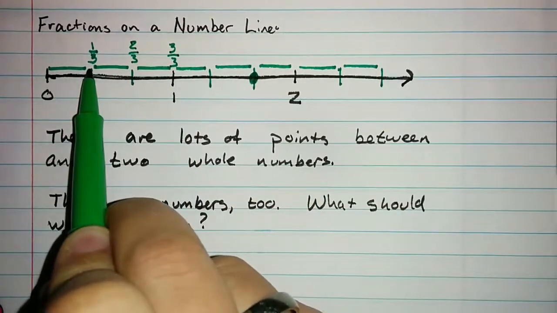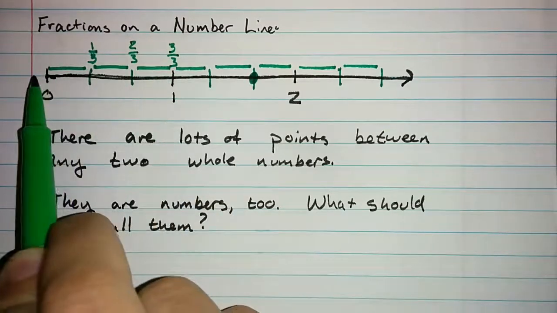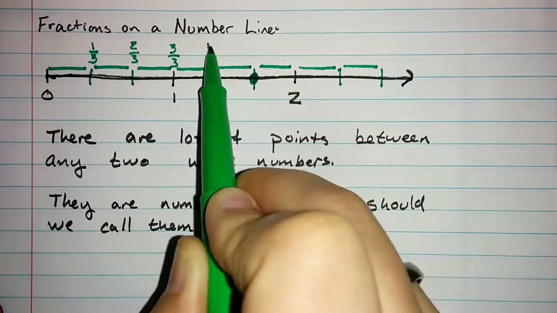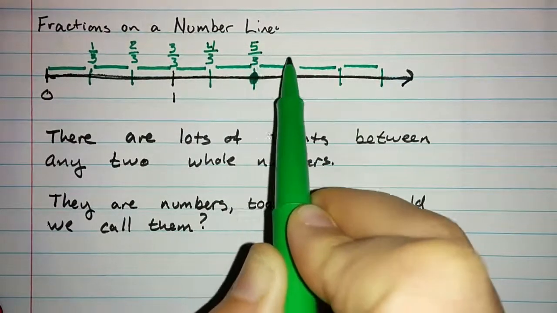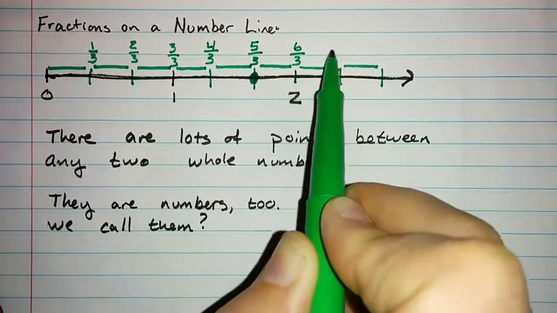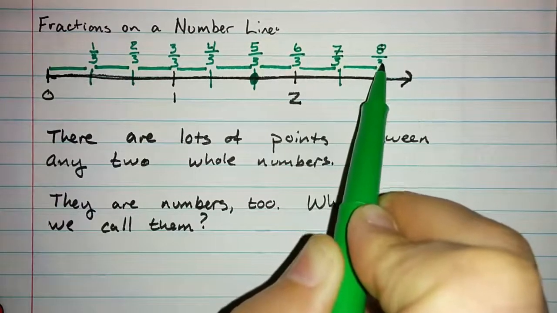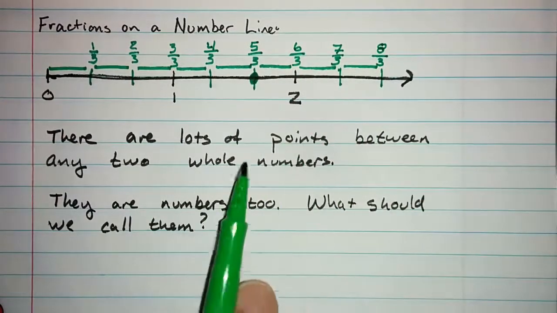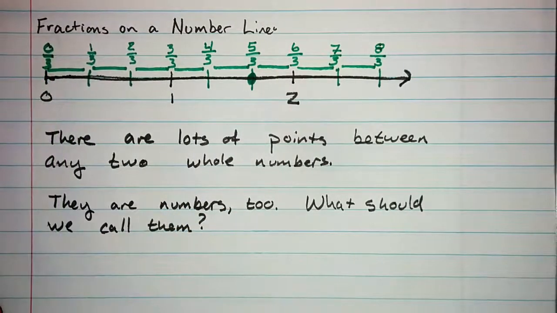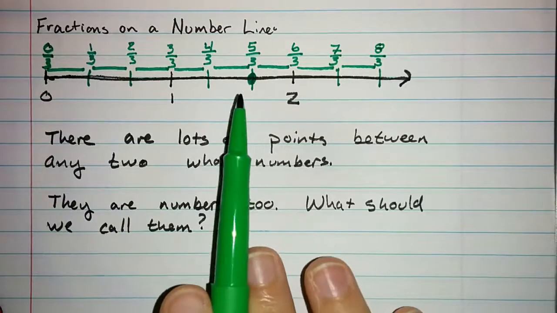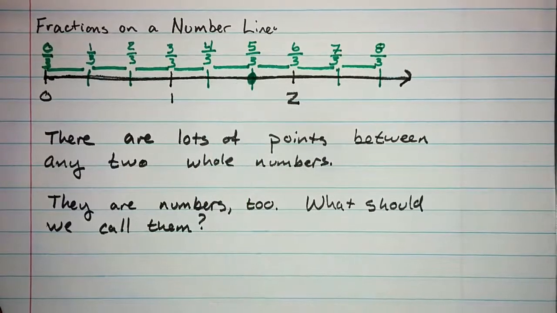3/3, right? 1 copy of a third, 2 copies of a third, 3 copies of a third, 4 copies of a third, 5 copies of a third, 6, 7, 8. I could keep going like this. Of course, if I stay at 0, that's no copies of a third. What do I call this point then? I call this point 5/3.